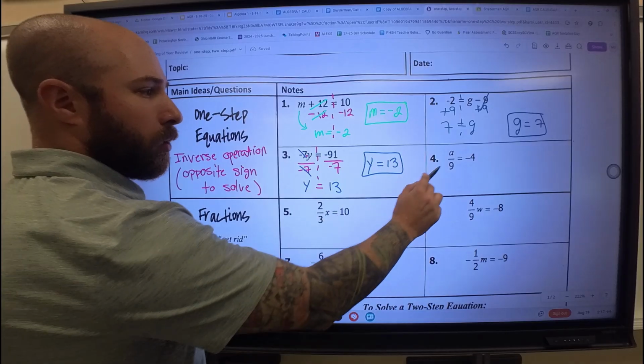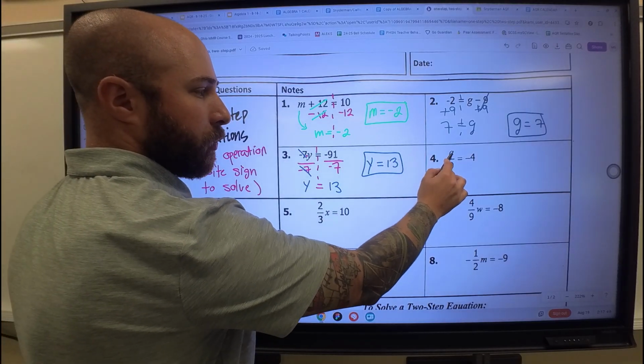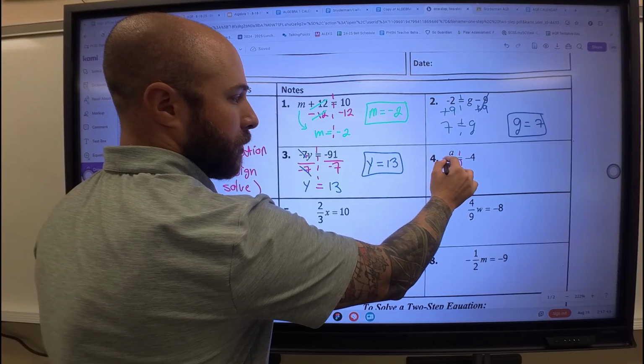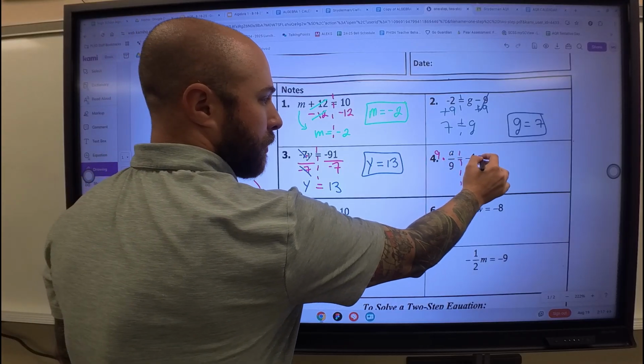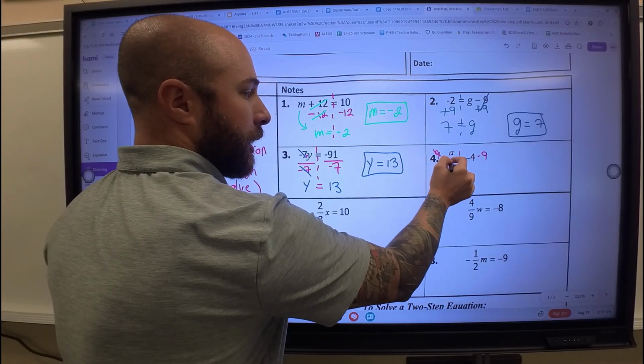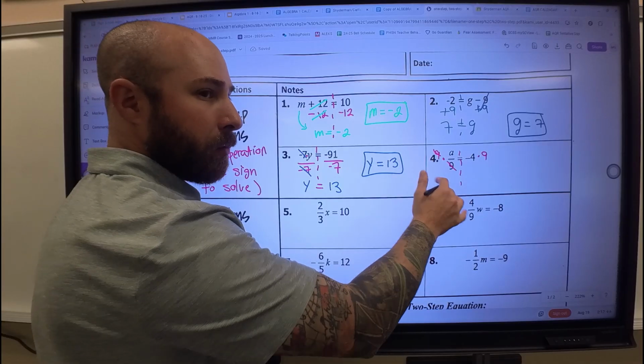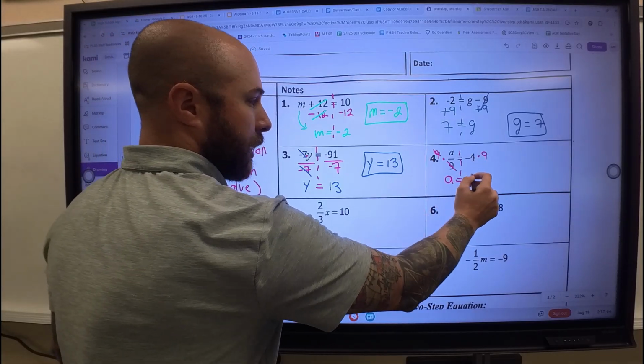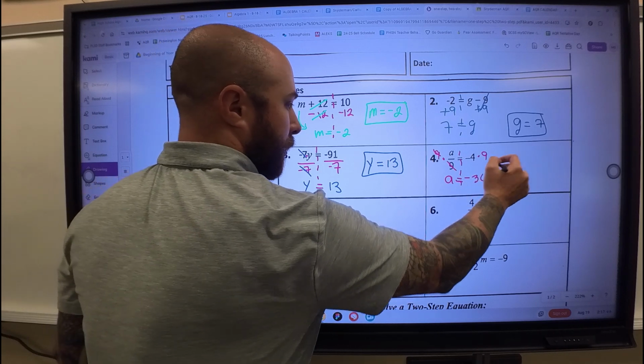And with number 4, we have division here between a and 9. So the opposite of division is going to be multiplication. So we're going to multiply by 9 on both sides. And again, 9 divided by 9 cancels out because it's 1. So we have a is equal to negative 4 times 9, or negative 36.